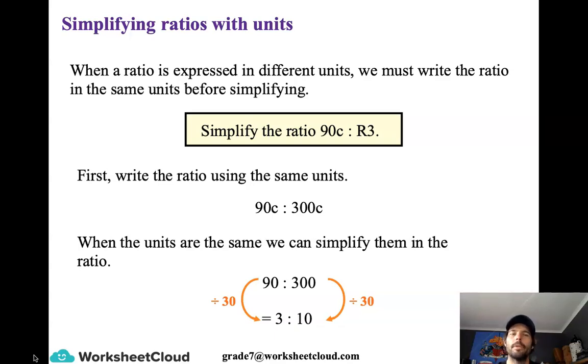You could have kept it as rands, but then you would have had 0.9 rands and 3 rands. And I just think simplifying with decimals makes it a little bit more complicated. And if you've been watching these lessons, you'll know that I try to avoid all complicated calculations because I just think they result in careless errors.